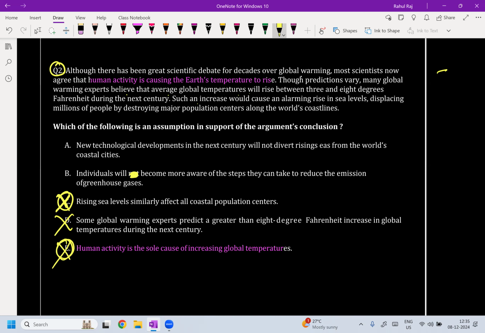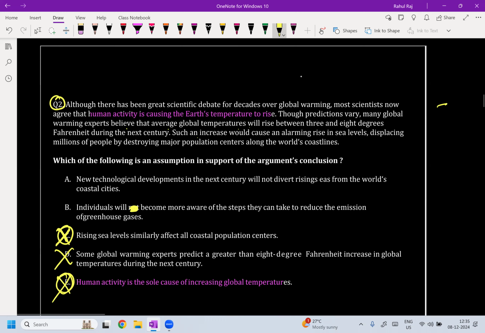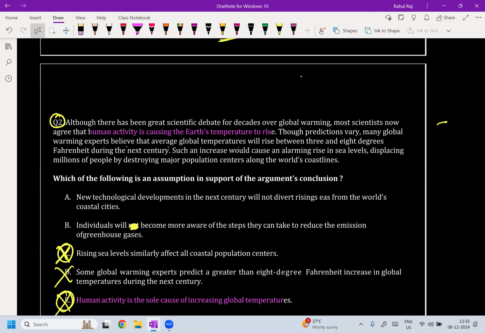Beautiful. See here. Tell me, aren't you aware right now that global warming is going on? Leave this statement, leave this argument. Is global warming going on right now? Yes or no? Going on, right? Aren't you aware of the steps that you should take to reduce the global warming? You are aware of the steps. Now, don't tell me, Rahul, I'm taking a step that I don't use plastic. Except this step, anything else you are taking? No. So please understand, individuals will become aware of the steps.